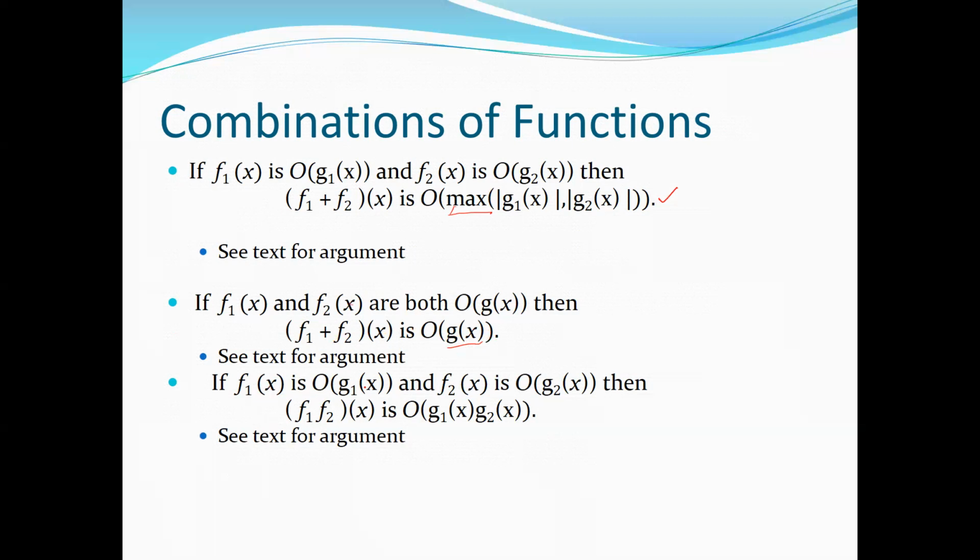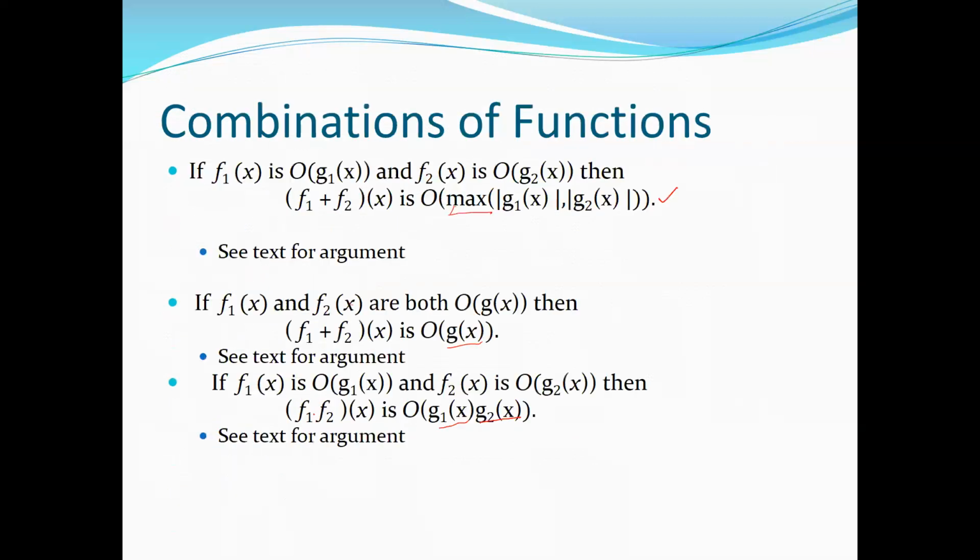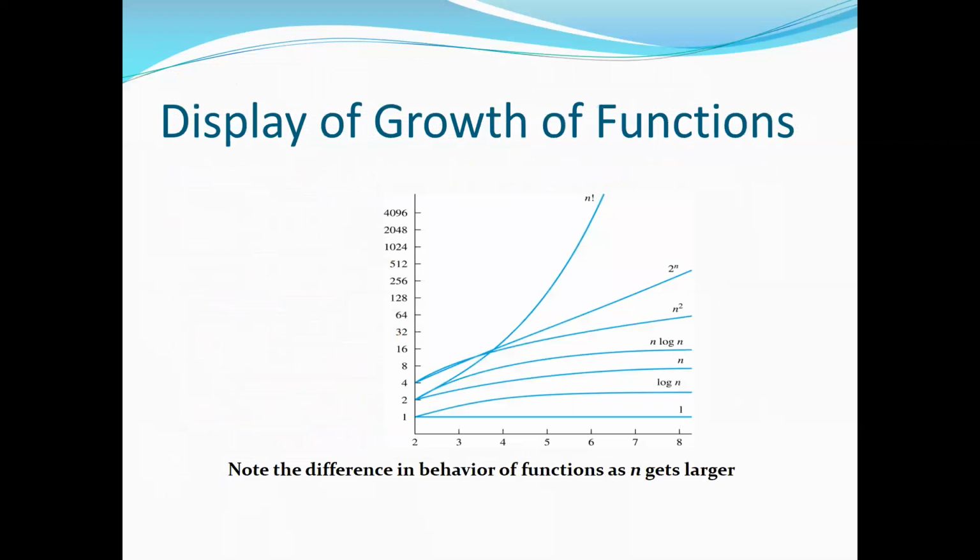If f1(x) is big O of g1(x) and f2(x) is big O of g2(x), and we combine them in terms of the product f1 f2 of x, then this is big O of the multiplication of g1(x) and g2(x). So this depends on how we are going to combine these functions. Clear?